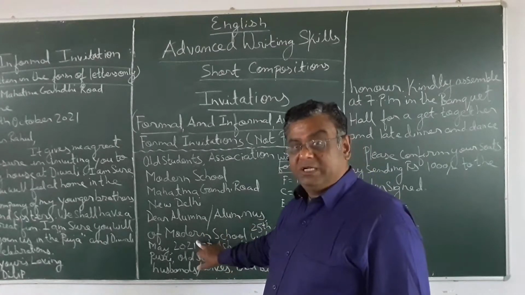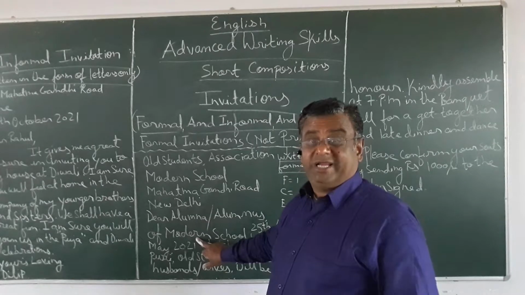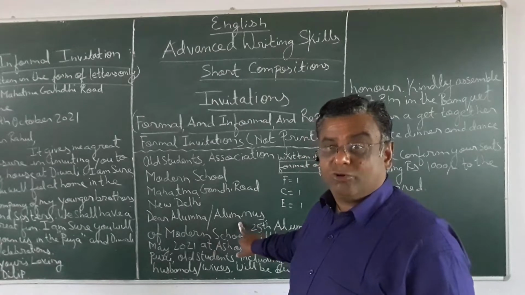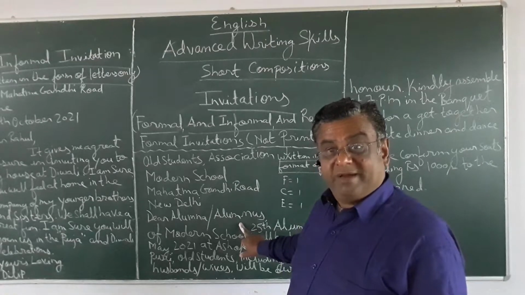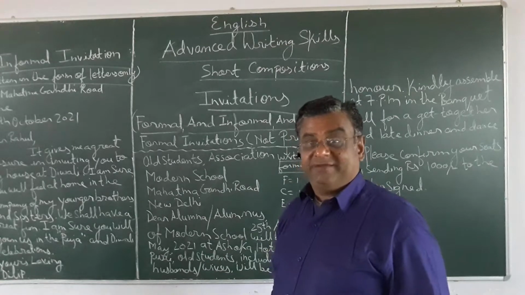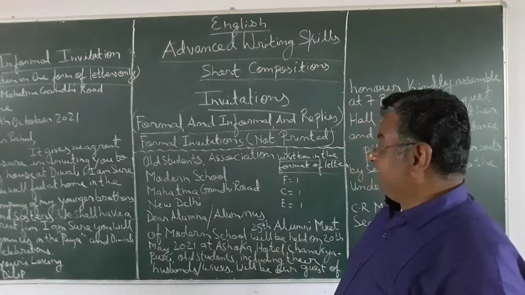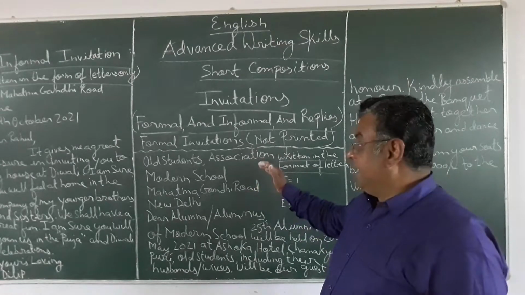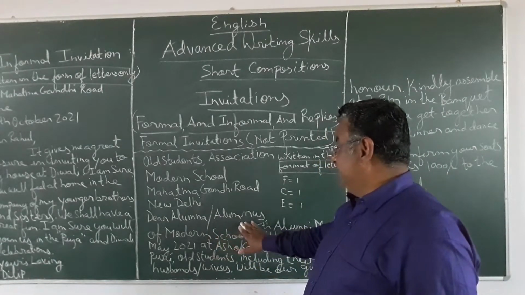Now what do you mean by alumna? Alumna means the old student girls, and alumnus means the old student boys, who passed out from your school 10 years back or 20 years back, and they are doing the gathering and we are inviting them. Because I am the secretary of the school and I am inviting them. Okay. Dear alumna and alumnus means that.